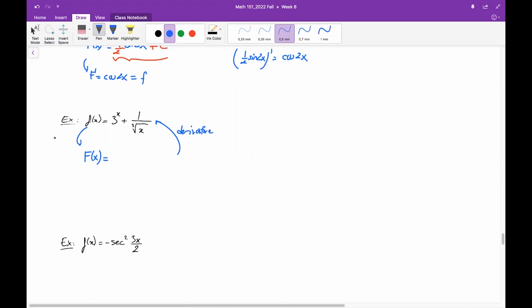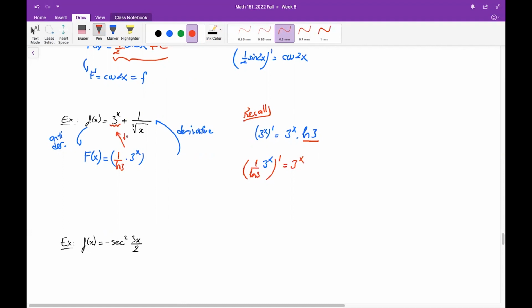To find the antiderivative of the given function, you need to consider it like this. Maybe another recall: the derivative of 3 to the power x. This has a special rule: itself times ln 3. Now, I want to write a function whose derivative is just 3 to the power x. To get rid of this extra constant ln 3, I need to multiply this function by 1 over ln 3 so that the derivative will become exactly 3 to the power x. So 1 over ln 3 times 3 to the power x is the antiderivative of this component. You can check that by taking the derivative of this expression, which gives exactly this one.